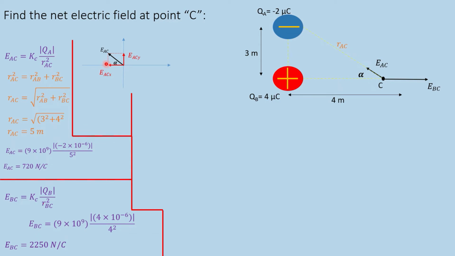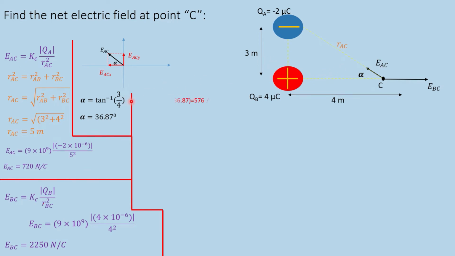Now, how to calculate alpha? If we go back to the main figure, alpha is an angle in this dashed triangle. The opposite side to alpha is 3 meters, and the adjacent is 4 meters. So I can use the tan inverse function to calculate the angle alpha. So alpha equals tan inverse of opposite over adjacent, 3 over 4, and we get the answer as 36.87.